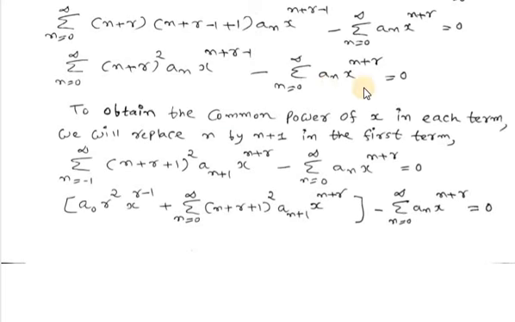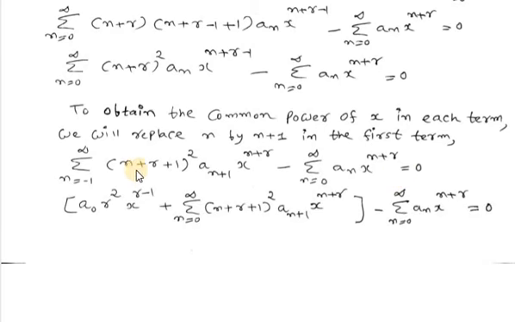Now we have to obtain the common power of x. So for that purpose, in this term we will replace n by n+1. By doing so, it will become x^(n+r). So replacing n by n+1, it will become sigma n+1 equals 0, so it will become n equals -1 to infinity. Replacing n by n+1, it will become (n+r+1)^2, a_n will become a_(n+1), and x^(n+r-1) will become x^(n+r). Then after minus, this term will be as it is, equals 0.